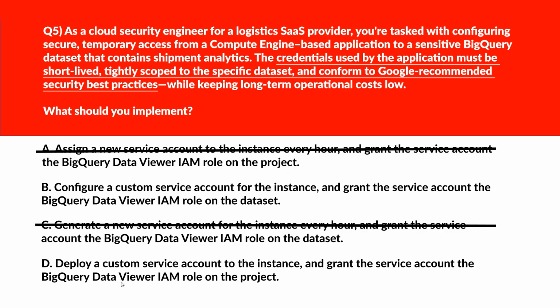D says deploy a custom service account to the instance and grant the service account the BigQuery data viewer IAM role on the project. Granting access at the project level is very broad, which will increase the security risk by allowing access beyond the required dataset. We've got to follow the principle of least privilege when it comes to cloud security. So D is out. We'll lock option B as the right answer.